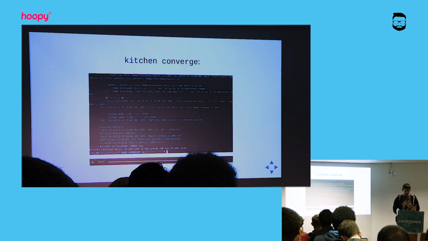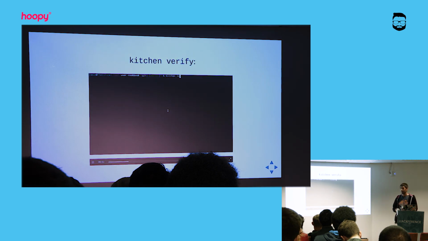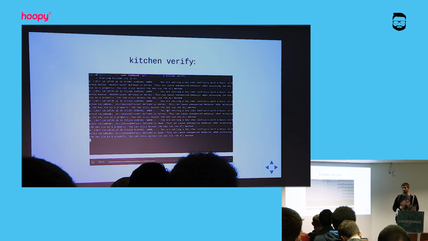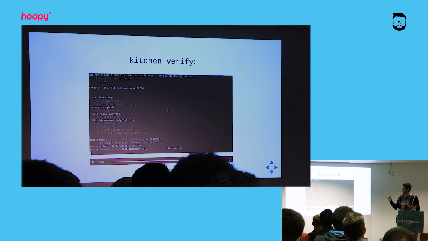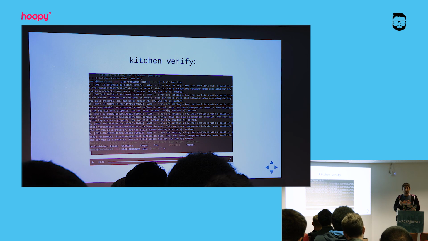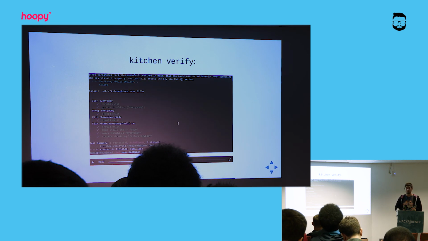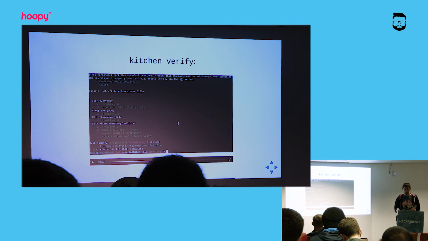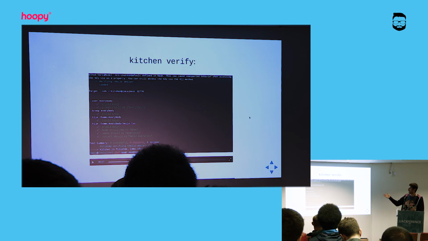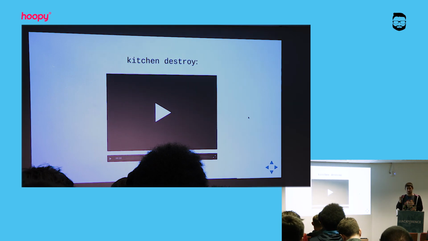So then there's the kitchen verify, which runs InSpec, which we're about to touch on, which is basically a way of checking. Just because your converge has worked doesn't mean that everything's actually worked. Converge could have installed all the right software, but the services may not be started, and basically, things may be broken. So Verify basically checks that things are created in the right way. Then you've got a destroy, which just kills the instance.